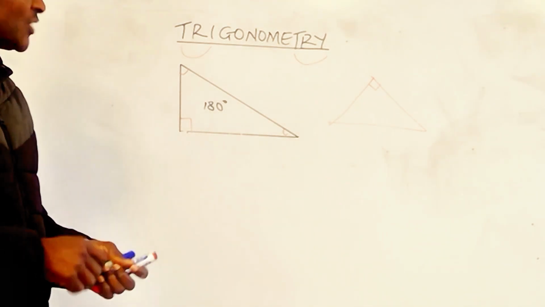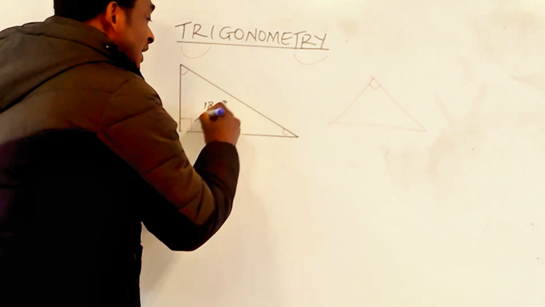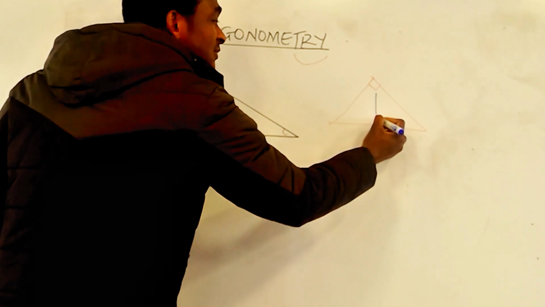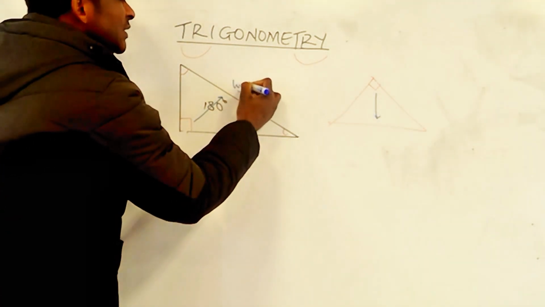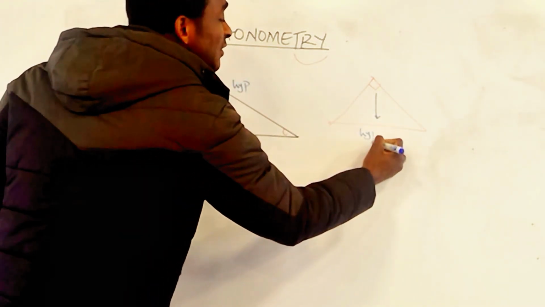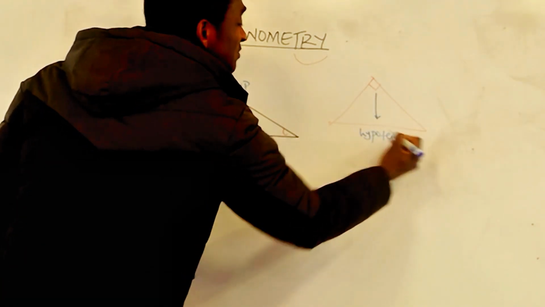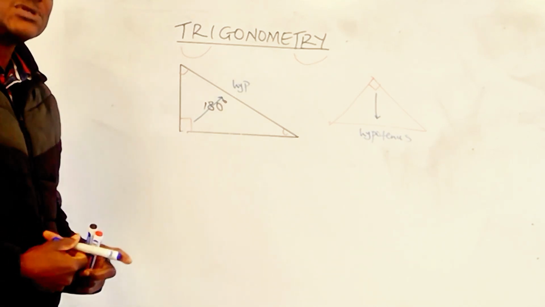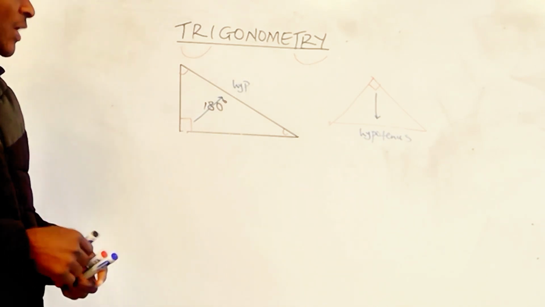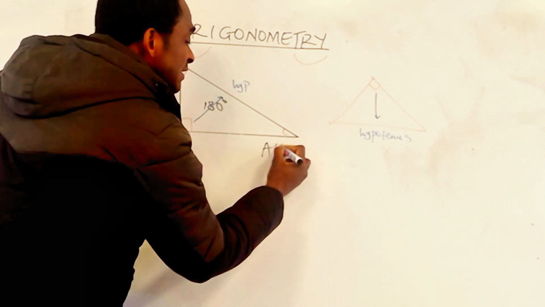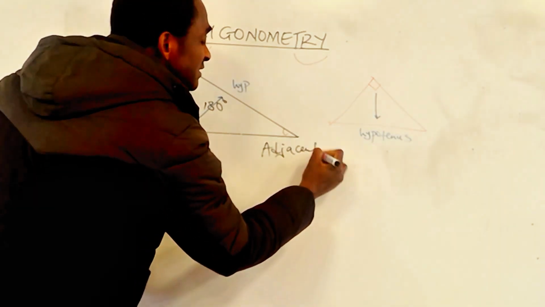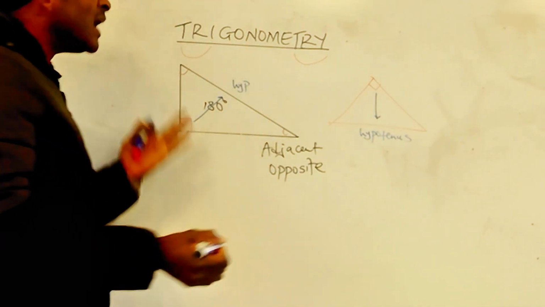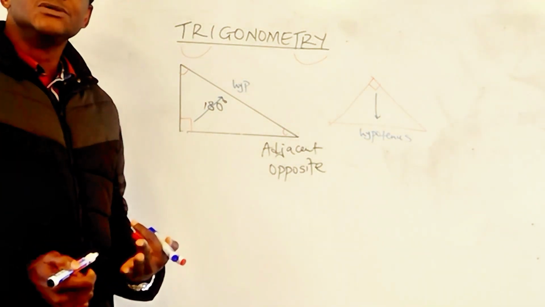And in a right angled triangle, the side facing the 90-degree angle is always called the hypotenuse. Then we also have the other 2 sides that make up a right angle triangle. We have what we call the adjacent, and then we have the opposite. These 2 can swap around depending on the angle you are working in.